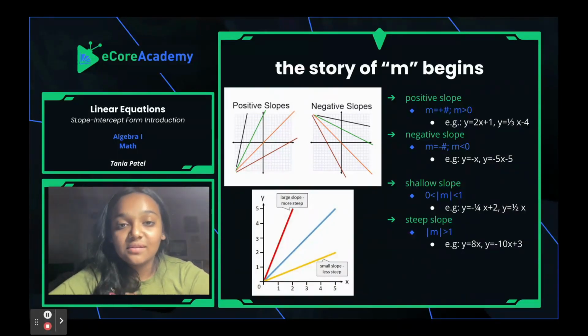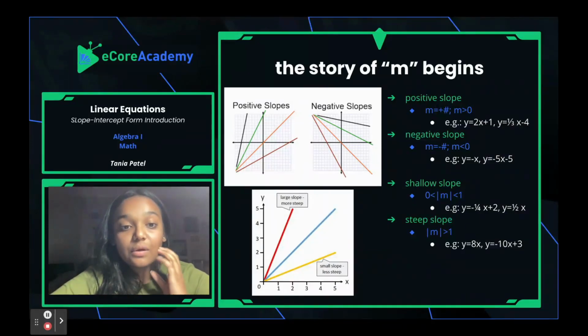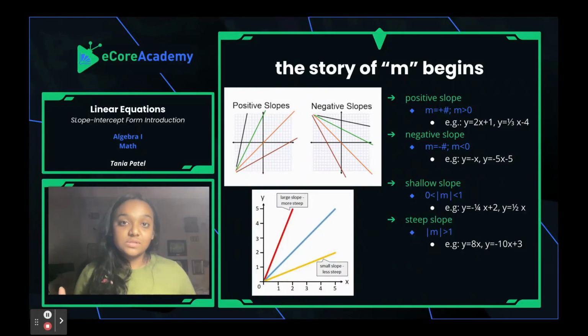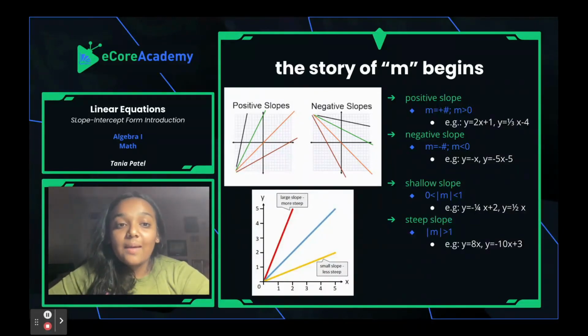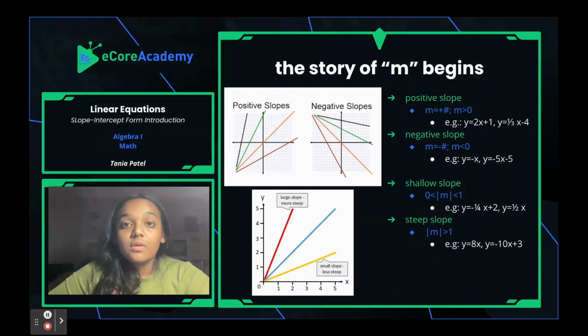All right, so basically, the M can tell you two things: whether or not it's going to be a positive slope or a negative slope, and it can also tell you whether or not the slope will be shallow or steep. So it'll give you two different characteristics. If the M value is positive, that means the slope is a positive slope. For example, in the equation y equals 2x plus 1, the M value is 2. The 2 is positive since it is above 0.